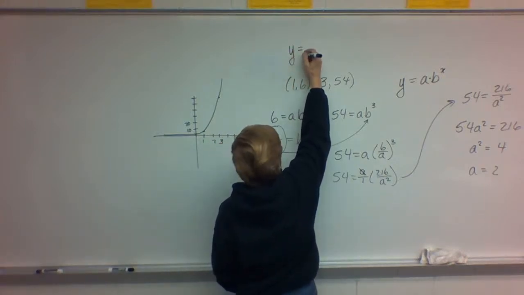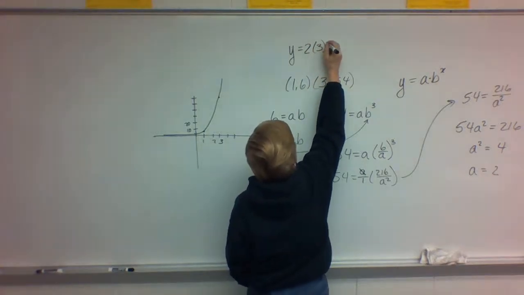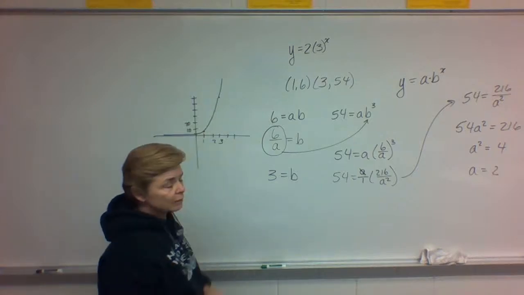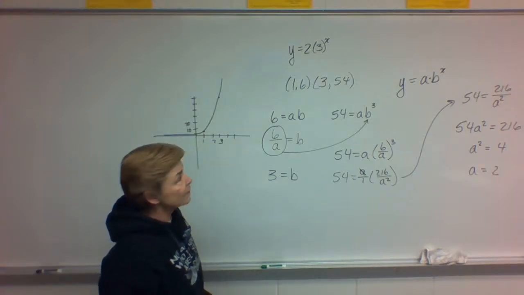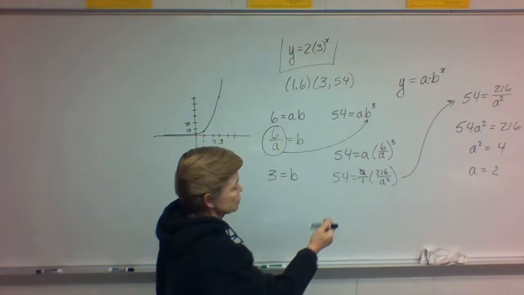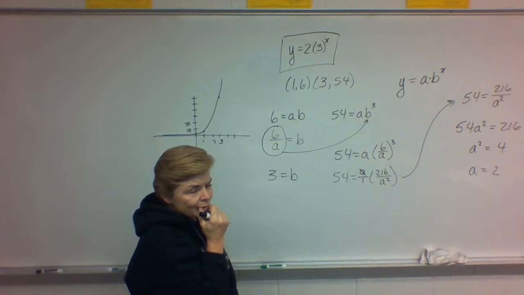Y equals A, B to the x. That function will have this point and this point on it. And this is the answer to the question. That you have to go about solving a system of equations to find A and B. You want to do it again?